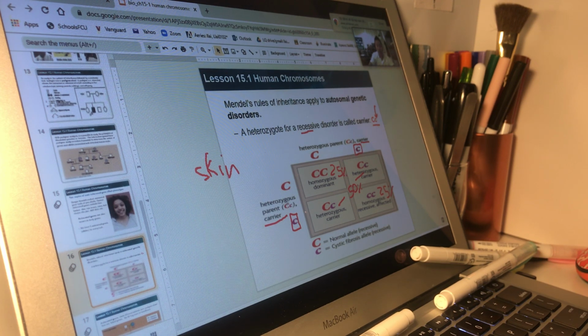So when my wife and I have kids: I am normal. No one in my family has ever had eczema. My wife has it. She has 2 small c's. Clear? My wife has 2 small c's like this. I have 2 big C's. So therefore, when we have kids, looking at it, they'll all be heterozygous. My daughter, 100% is heterozygous. Okay, 100%.